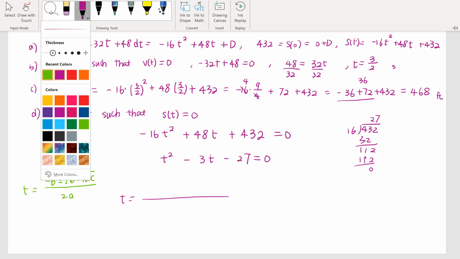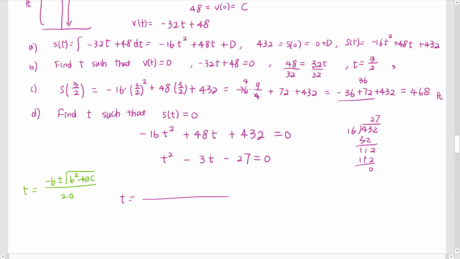Okay, so that is the quadratic formula. And right now, we have 2a. a is 1, so 2a is 2. Negative b, b is 3. Plus or minus square root of b squared, 9, minus 4ac. a is 1, c is negative, so make it positive, 27.